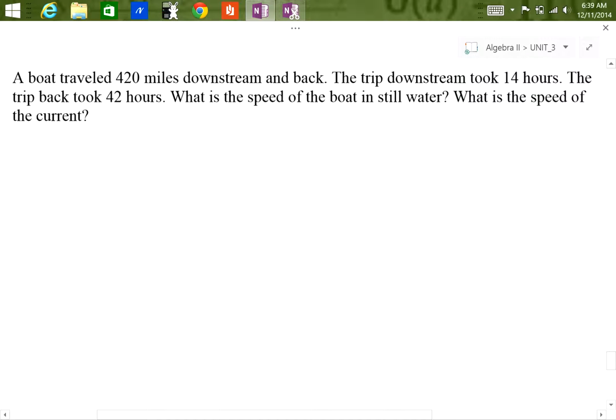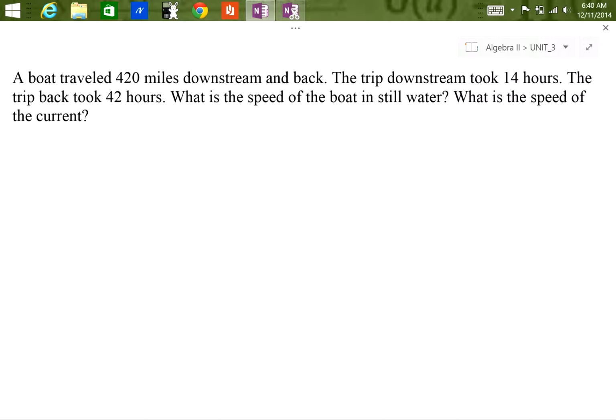It says a boat traveled 420 miles downstream, then turned around and came back. The trip downstream took 14 hours. The trip back took a lot longer, 42 hours. It says, what is the speed of the boat in still water, and what is the speed of the current?